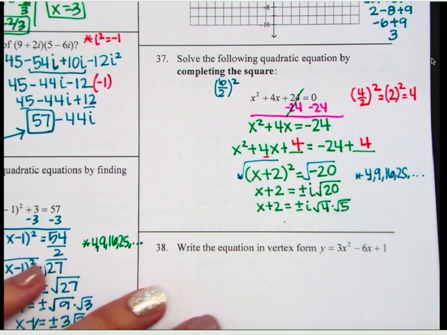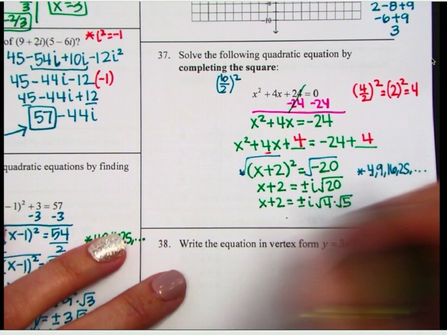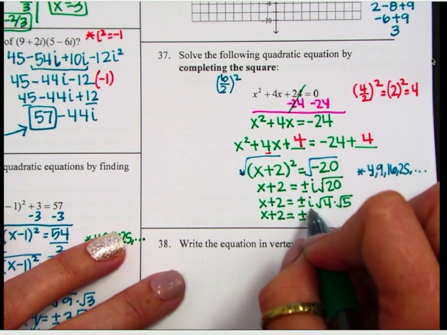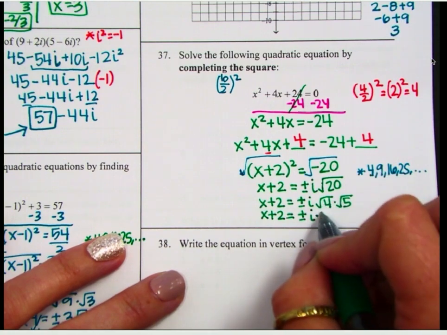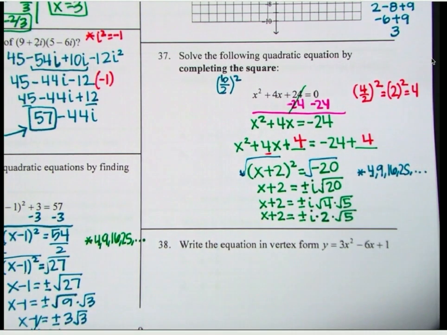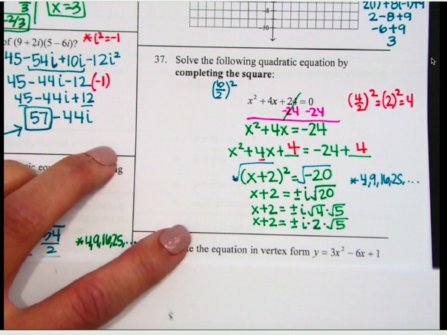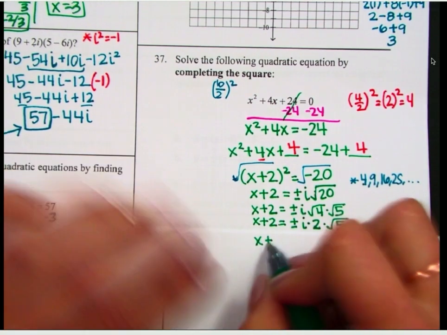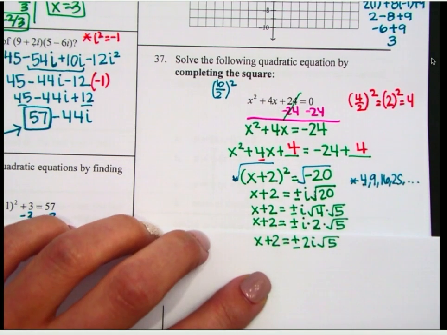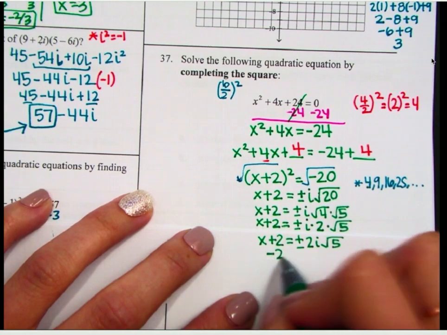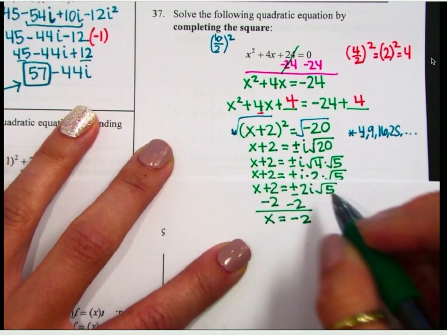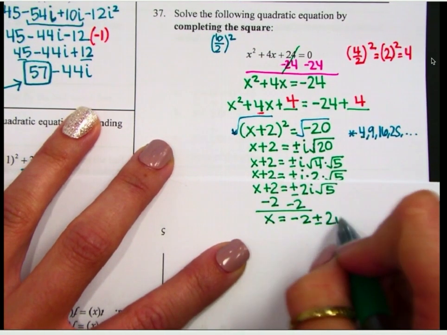Okay, so from here, I should have written smaller, sorry guys. x plus 2 is equal to plus or minus i times, right here, square root of 4 is 2. And then we're going to leave square root of 5 alone. So this is going to become plus or minus 2i square root 5, okay? And then our final step is going to be to get x by itself by subtracting 2. And x is equal to negative 2 plus or minus 2i square root 5.